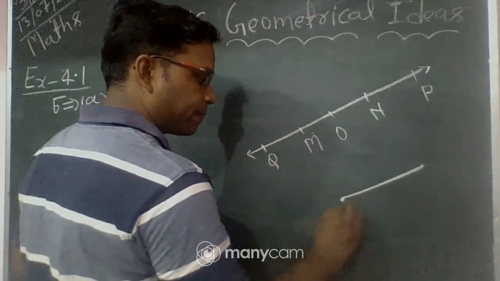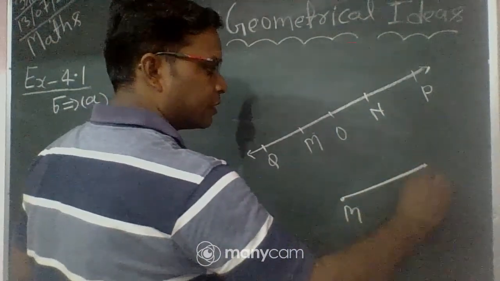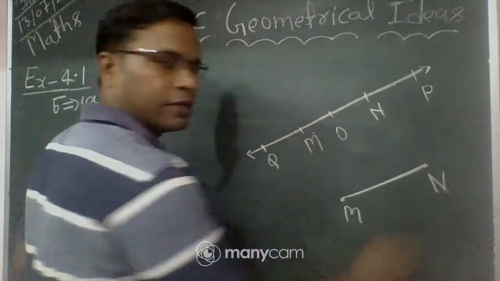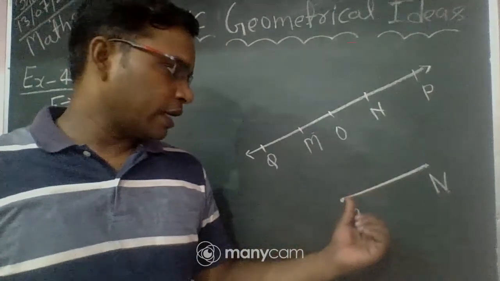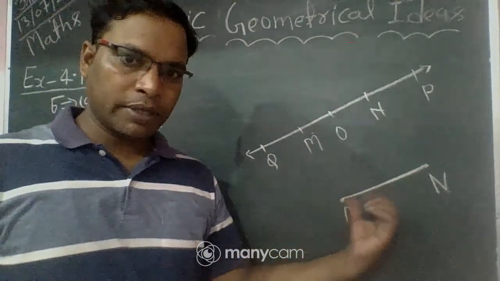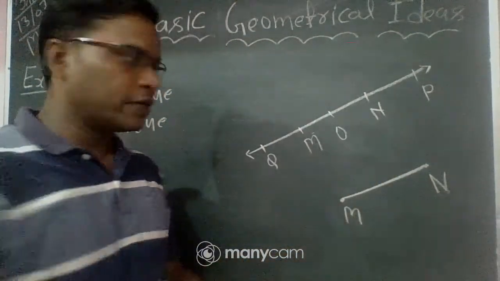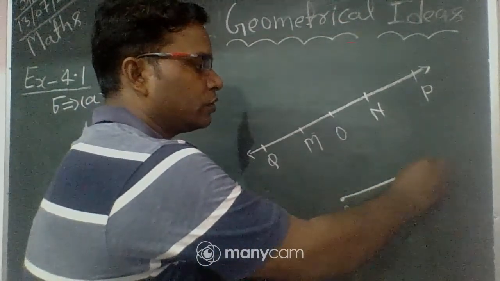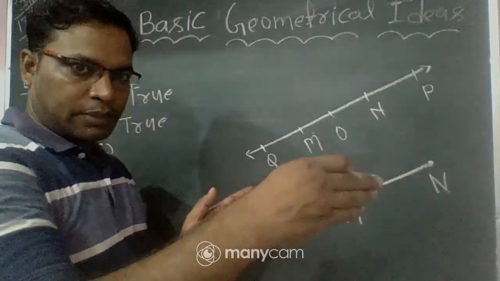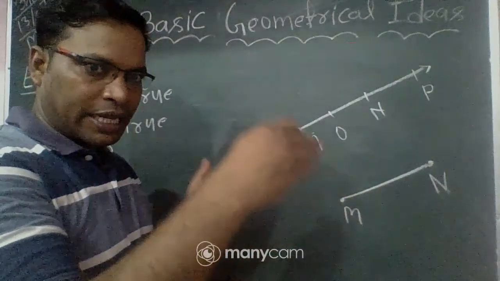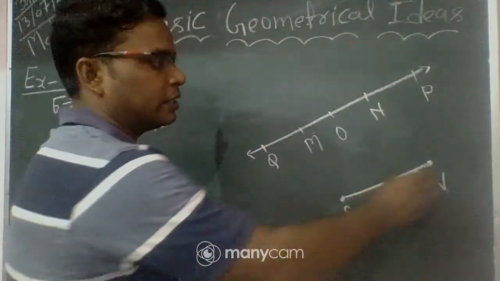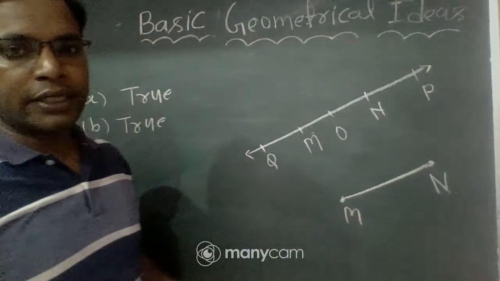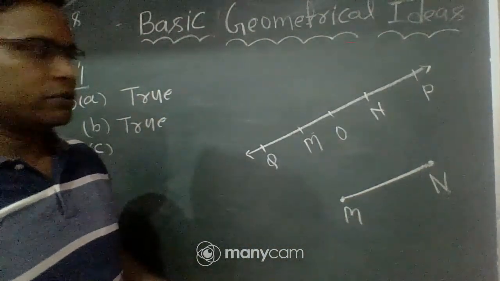This is M and this is N. Clear? So in line segment MN, M and N are endpoints. Okay, endpoint you can understand as exterior point, outer point, extreme point. इसके बाद कोई पॉइंट नहीं होगा. ठीक है, so M and N are endpoints of the line segment MN. So this is also true.